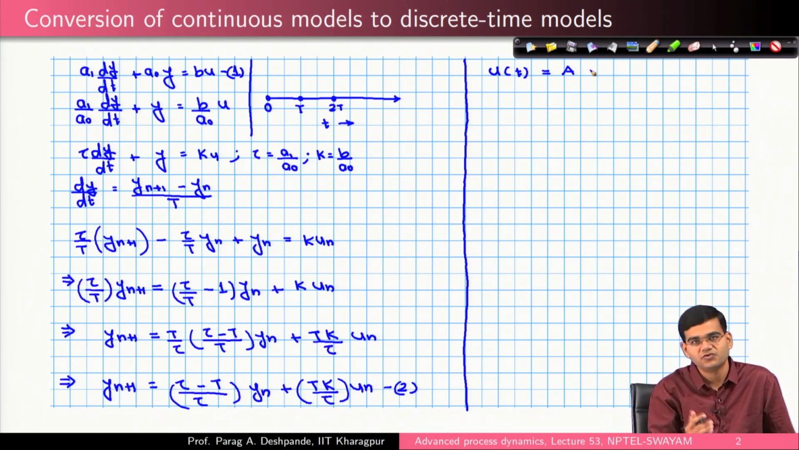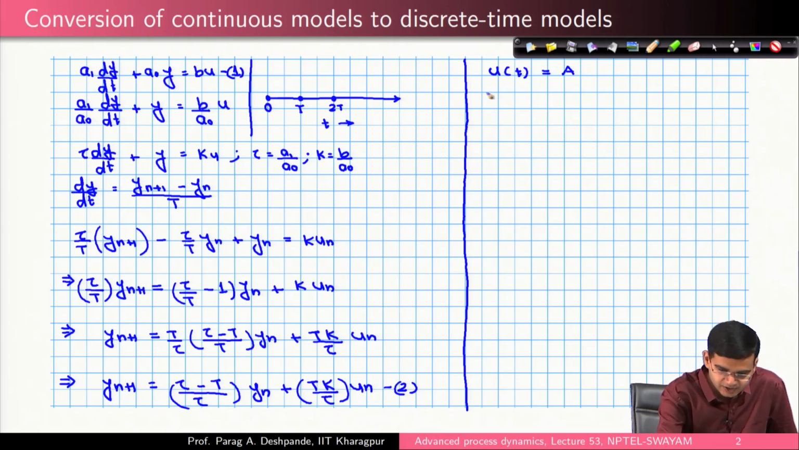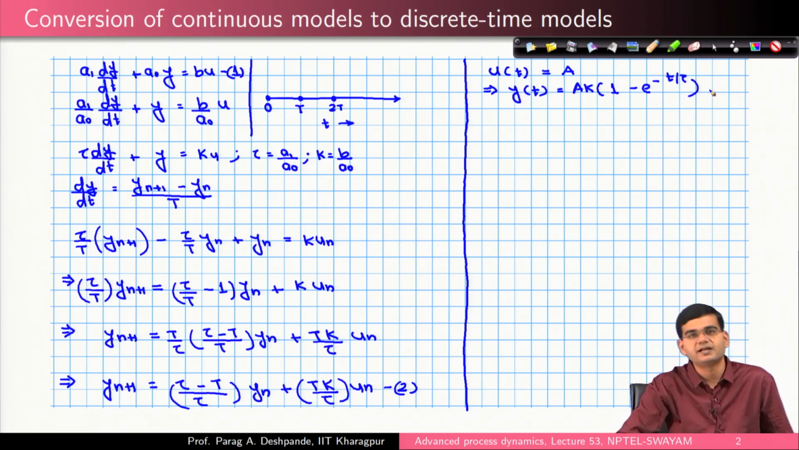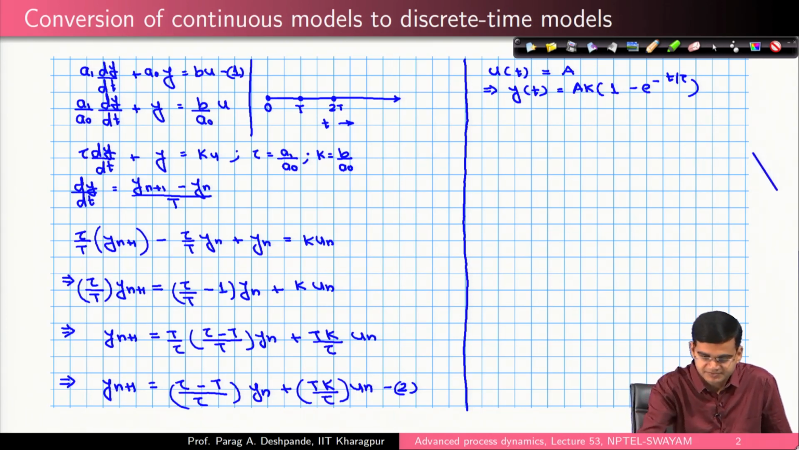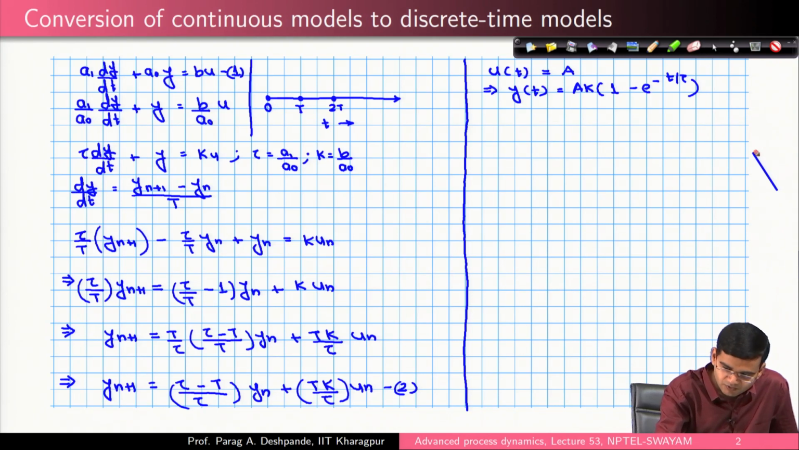step input of magnitude a, then I know that y of t is equal to a times k times (1 minus e to the power minus t upon tau). This was the solution which I obtained in one of the previous lectures. So, now what I can do is I can plot y of t versus t.